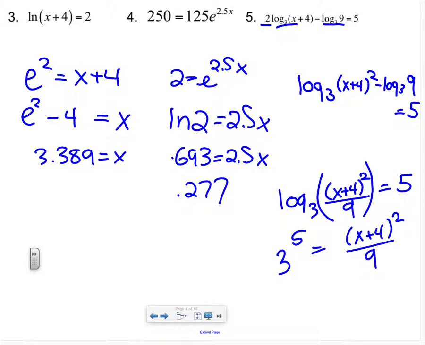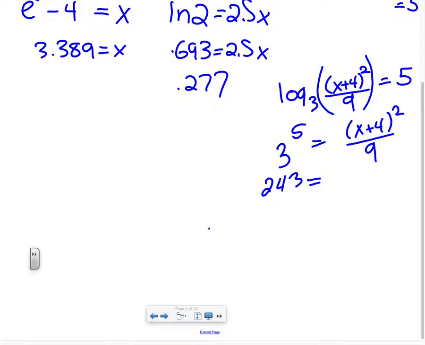All right, and this isn't as scary as it looks because I'm just going to multiply by 9. So I'm going to do 3 to the 5th on my calculator. I get 243 equals x plus 4 squared over 9. So what would I do next? Multiply by 9. So I get 2,187.